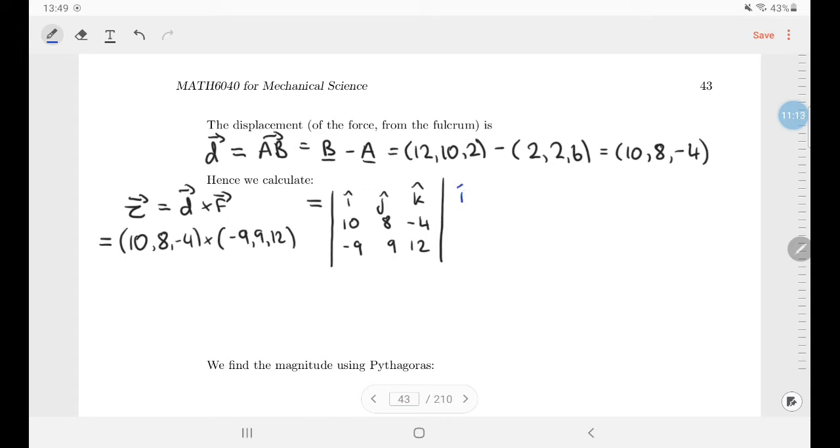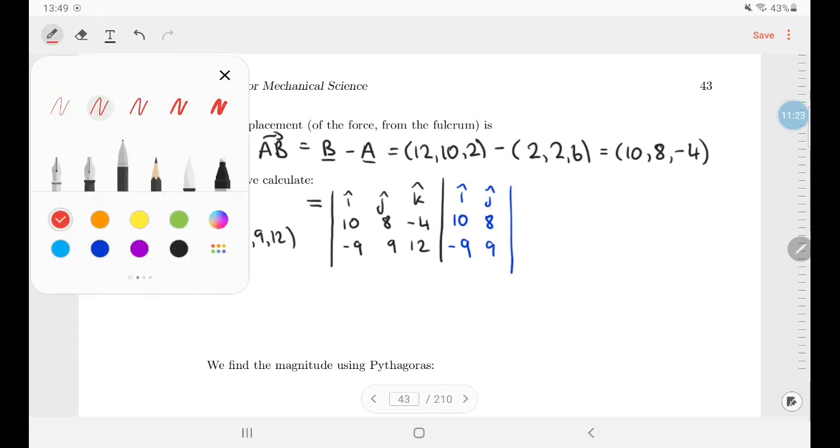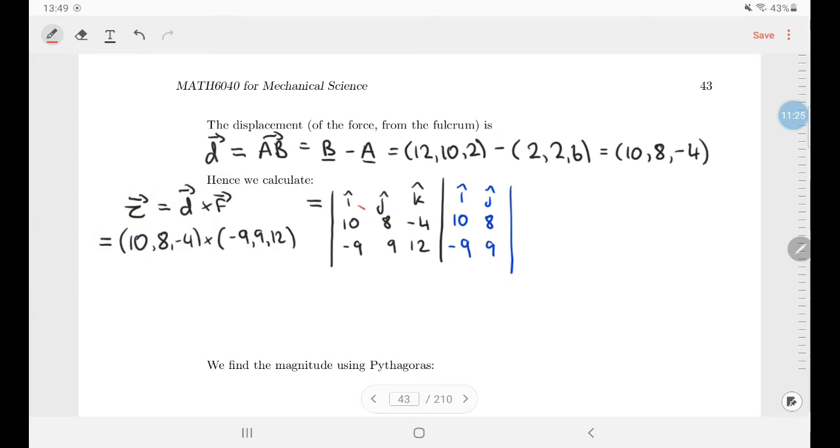So that's i, 10. This weird thing is how we calculate these vector cross products. j, 8, 9. Then we do right down diagonal. So you multiply along the right diagonals: i by 8 by 12, j by minus 4 by minus 9, k by 10 by 9.